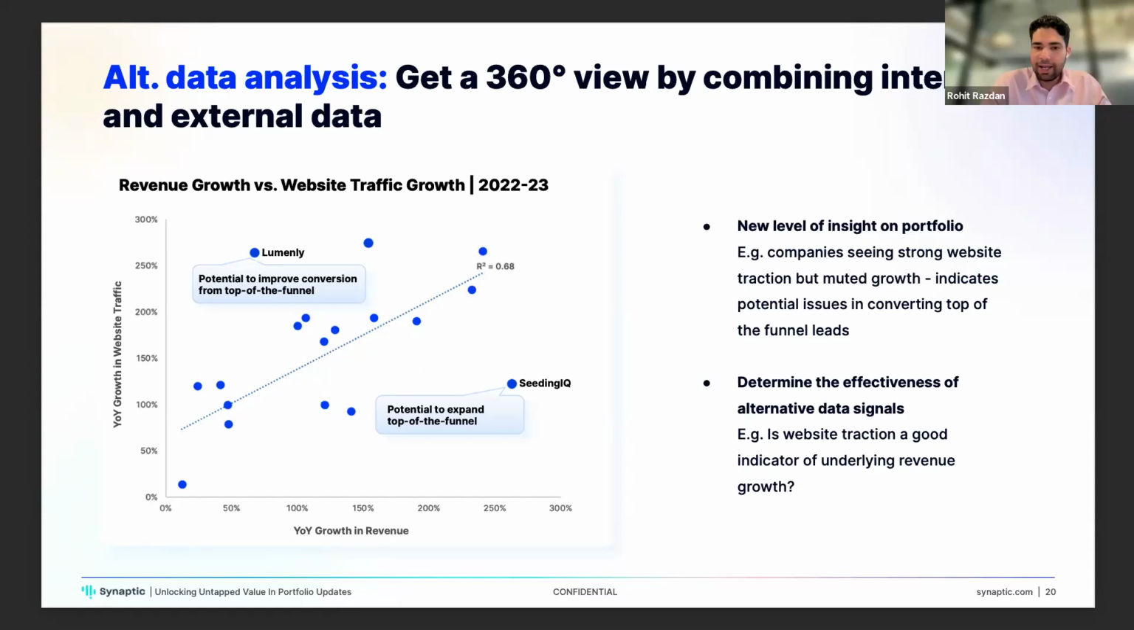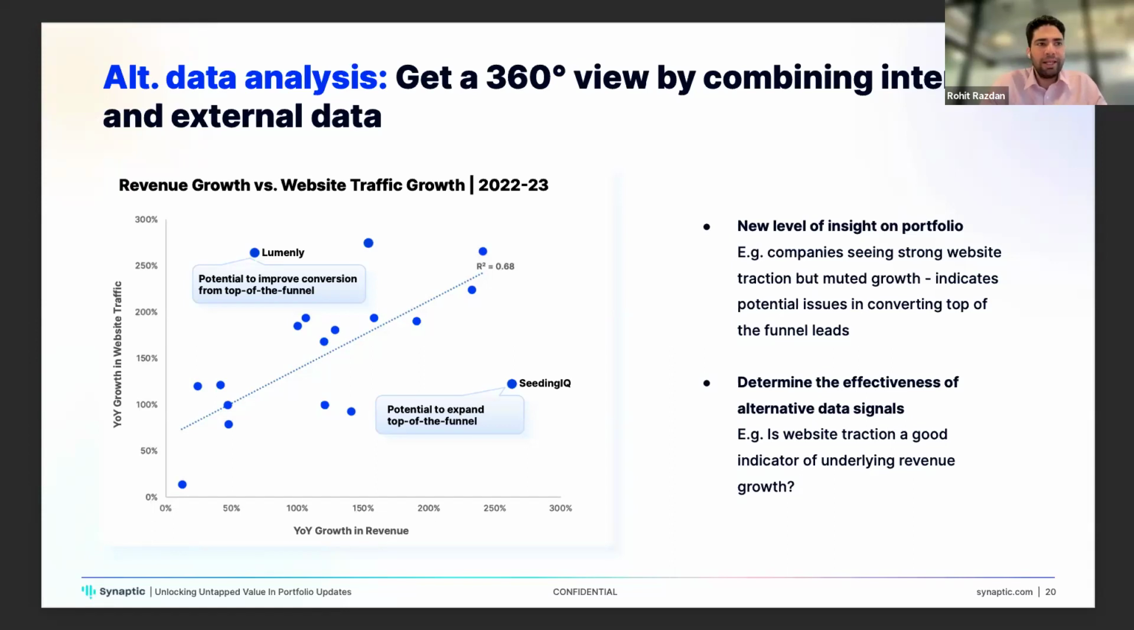Seeding IQ is the exact opposite problem. Seeding IQ is able to convert customers that come to the website really, really well, but is not able to build top of the funnel. And I will have the opposite advice for Seeding IQ. Perhaps I will have Seeding IQ and Lumenly sit in a room together and learn from each other.